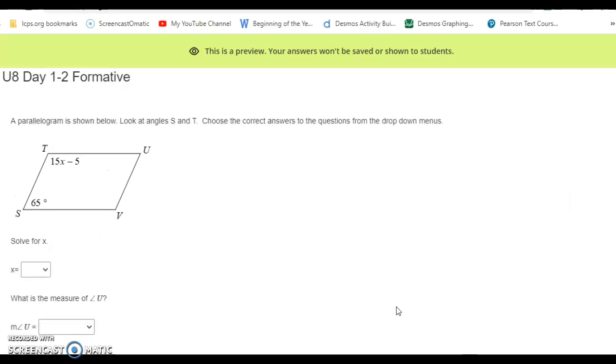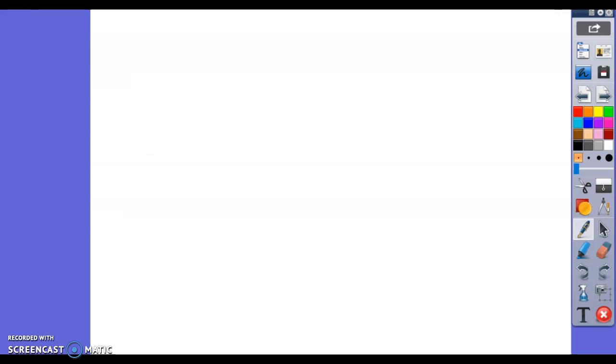Number 3, a parallelogram is shown. Look at the angles S and T, choose the correct answers. Okay, so to solve for x, you have to know that these two angles are consecutive. They're right next to each other. And look, do you see how this one's small and this one's big? This one's acute and this one's obtuse. Consecutive angles in a parallelogram are supplementary. They're not equal. So we're going to take 15x minus 5 and add it to 65.